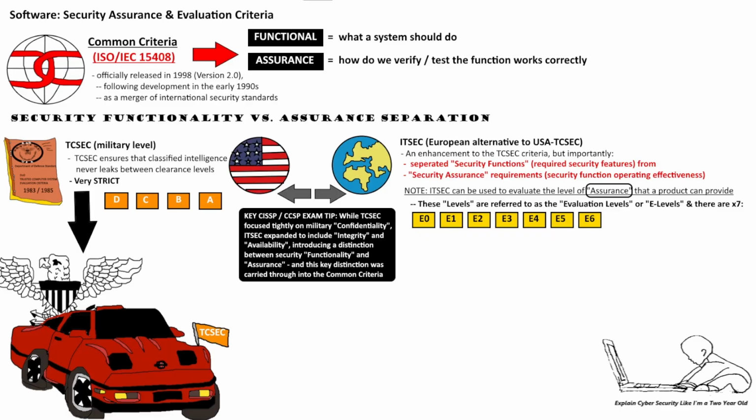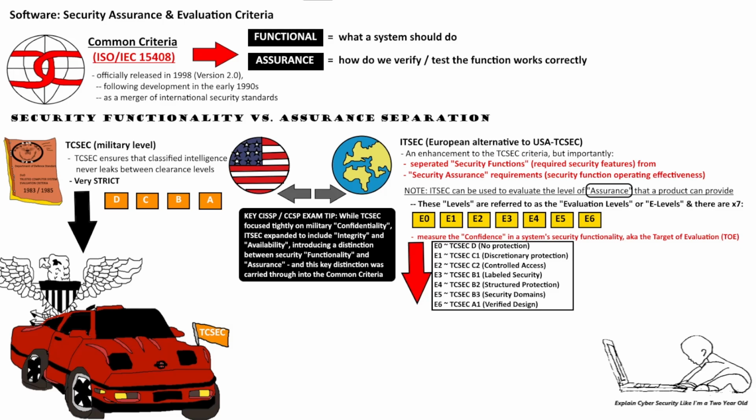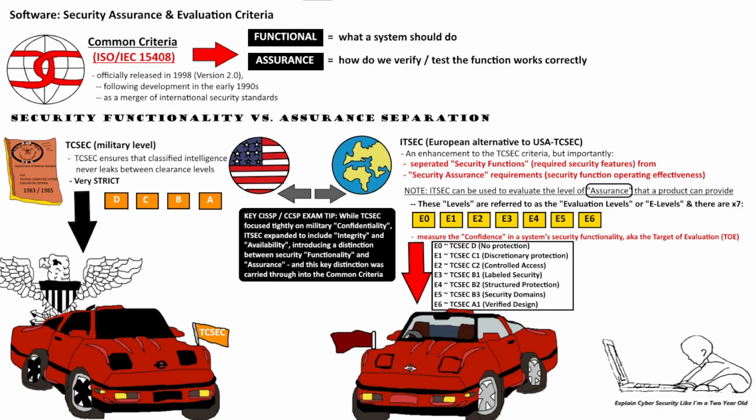And with these levels, you can measure the confidence in a system's security functionality, which is also known as the target of evaluation, TOE. And just so you know, all these ITSEC levels correspond to one of the TCSEC levels. But don't get bogged down with all this detail. All you need to know for your CISSP and CCSP exam is imagine that the ITSEC is like the car that doesn't need all the bells and whistles to make it really secure. It's a bit more flexible, but has probably more assurance testing as well as security testing.